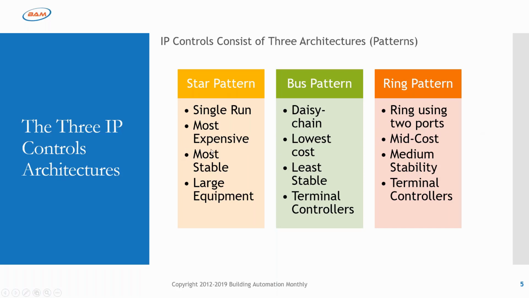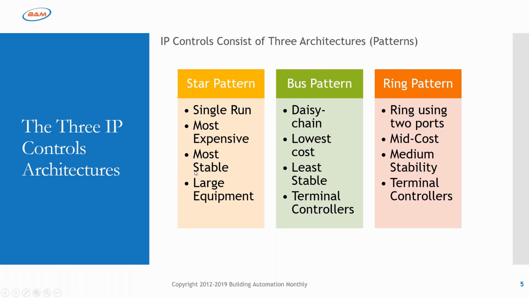However, it is the most stable. Granted, the switch is a single point of failure, but the switch is a single point of failure in all of these patterns. But if you were to lose one of the Ethernet runs, you only lose one of the Ethernet runs. If a port goes out, you only lose one device.